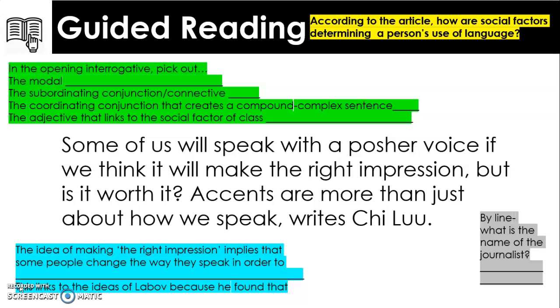All right, my lovely. So what did you say it was? Brilliant. It's that if. See it over there? Some of us will speak with a posher voice if. So that if is immediately a hinge that's joining these two clauses together. Some of us will speak with a posher voice. Now, immediately, that if is creating a conditional relationship. There's a reason some of us will speak with a posher voice. So ifs are conditional. If we think it will make the right impression.